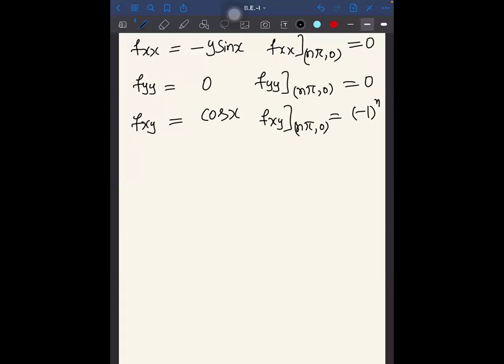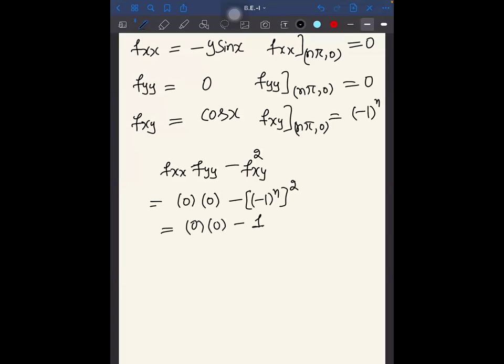Now if you calculate the expression fxx into fyy minus fxy square, this becomes 0 times 0 minus (minus 1 raised to power n) square. It doesn't matter what the value of n is, it will always be positive 1, so overall this becomes minus 1. So your Hessian is negative. Therefore n pi, 0 is a saddle point.